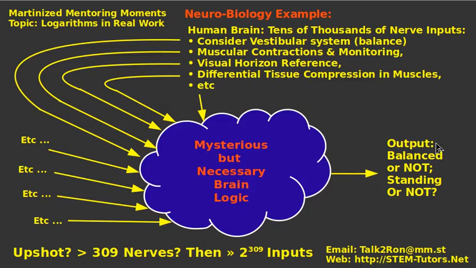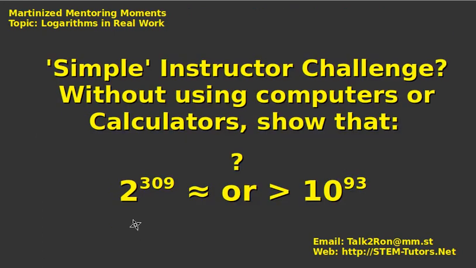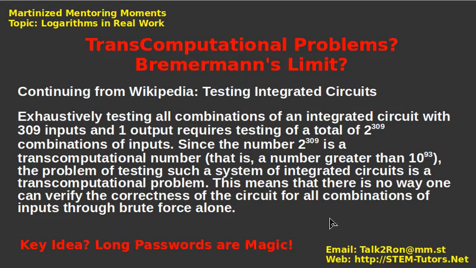So it's not ridiculous to have situations where you have a lot of inputs and you just want a go or no go, a red or green output. You have a lot of conditional inputs and then something comes out. Well, this is a real problem. So my student was doing this problem, and it came up, well, how do you compare? Let's go back up here to what his challenge was. His comparison was, which is bigger, or are they approximately equal? 2 to the 309, 10 to the 93, because the Wikipedia page essentially, let's see if we can find that slide, makes that comparison. Since the number 2 to the 309 is a transcomputational problem, that is a number greater than 10 to the 93.